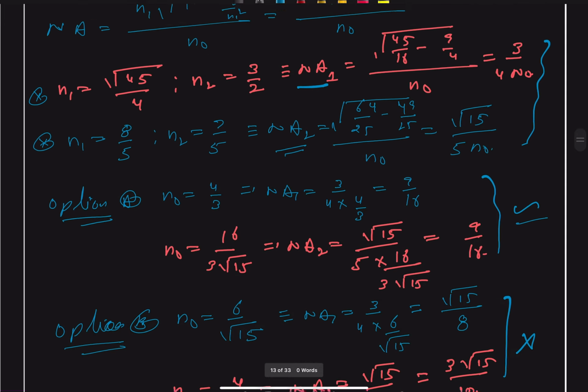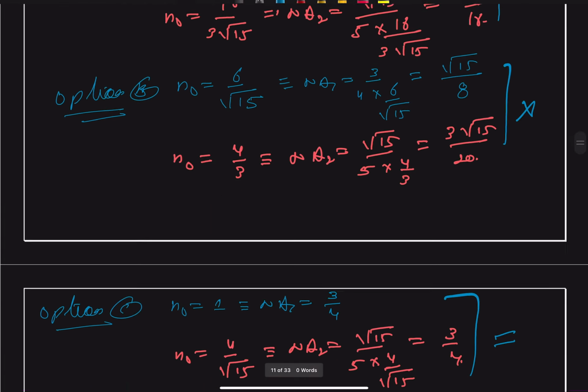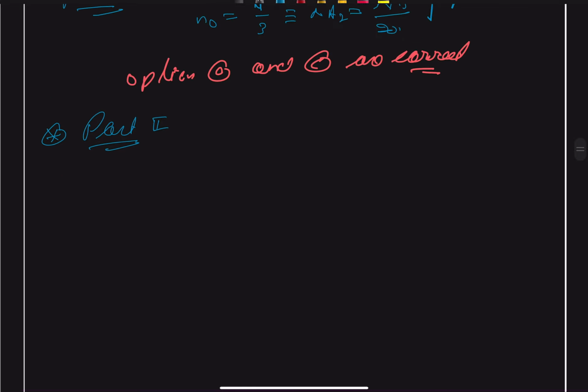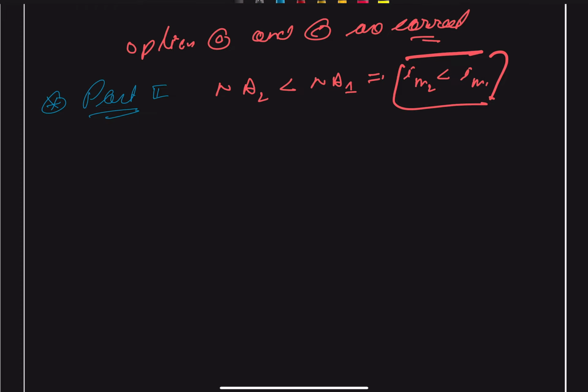So in this part, we are given that the numerical aperture of 2 is less than the numerical aperture of 1. So we start from there. Therefore we can say that our Im2 will be less than our Im1. It means the combination can be placed in 2 ways, because it is said that the structures are connected one after another.